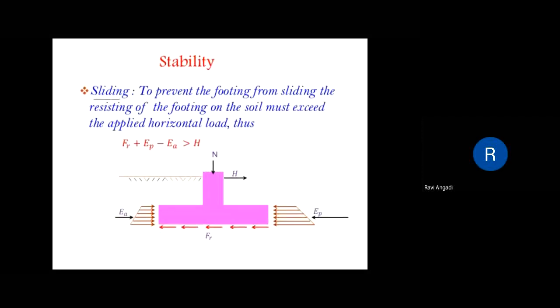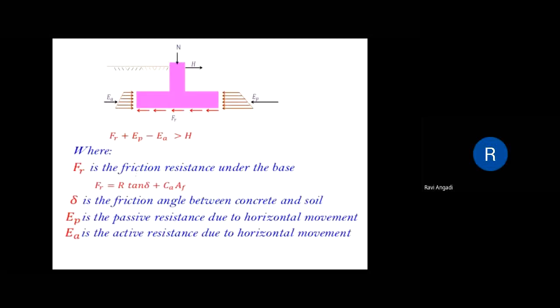Next, sometimes you have to check against sliding also. To prevent the footing from sliding, the resistance of the footing on the soil must exceed the applied horizontal loads. Here the horizontal force is acting in this way. To resist this, there should be a frictional resistance between the footing, that is the concrete, and the soil. Look at this picture, where FR represents the frictional resistance under the base. In this way it is acting, and the horizontal force is acting in this direction. And this FR is given as R tan delta plus CA into AF.